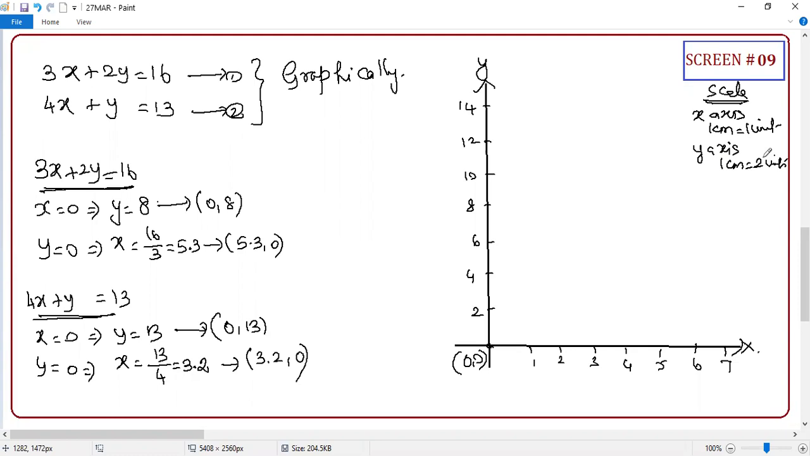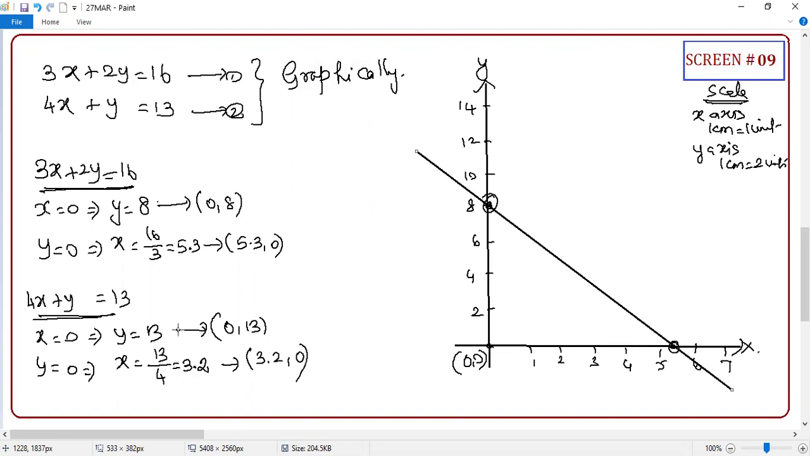Important. If you miss this, you will lose a mark. Please remember, the moment you solve anything graphically, everything is important, right? Start plotting the first point, 0, 8. Where is that? Here, your first point. Second point is 5.3, 0. See here. So you understand why I'm choosing these points? Because plotting the points is also easy. One is on the x-axis, the other is on the y-axis. When your x is 0, the point should be on the y-axis. When your y equals 0, the point should be on the x-axis.